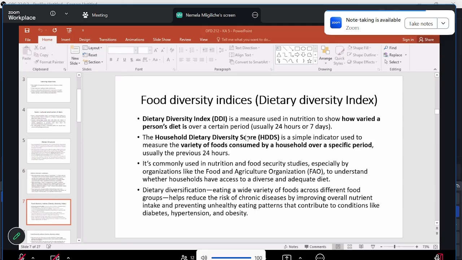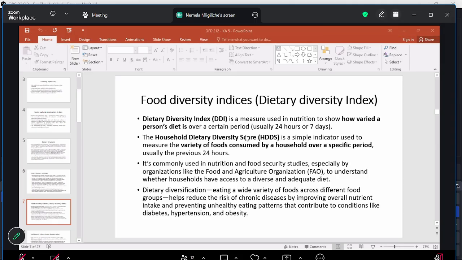The score they're given is 1 if they consume, 0 if they didn't consume that specific group. Okay, let's look at how to calculate this household dietary deficit score. For example, there is a household. We start asking questions to that specific household.